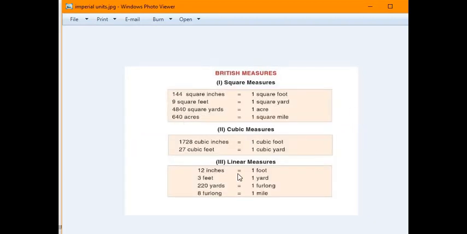Similarly, you have British units or the imperial units, with square measurements, cubic measurements and linear measurements. Most of you may know the linear measurements: 1 foot is 12 inches, 1 yard is 3 feet, 1 furlong is 220 yards, and 1 mile is 8 furlongs. And you also have further things like 1 furlong is 10 chains, so on and so forth, right? So please make a note of these things. They are very important in the sense that they keep coming in the problems, and you should know the conversions to find out the representative factor or the length of the scale.